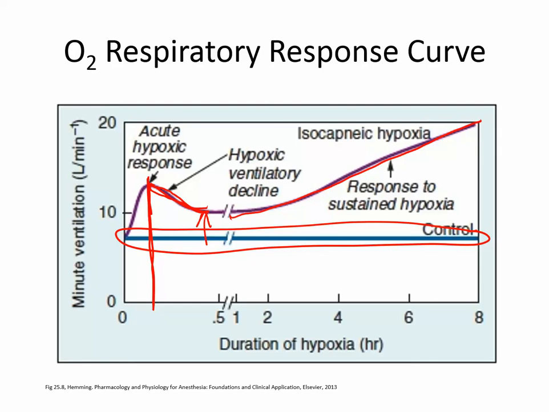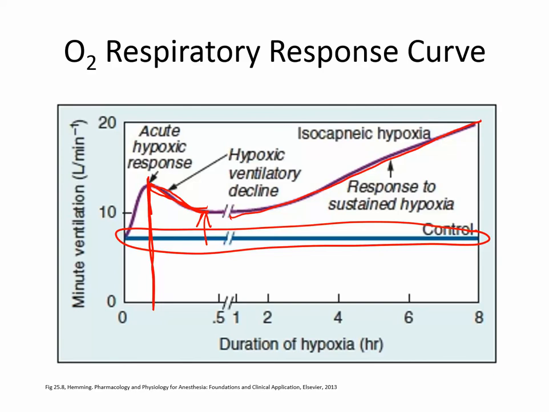Hypoxia causes decreased central respiratory neuronal activity, producing apnea in patients who have denervated peripheral chemoreceptors. That would be the patients who have a carotid endarterectomy.